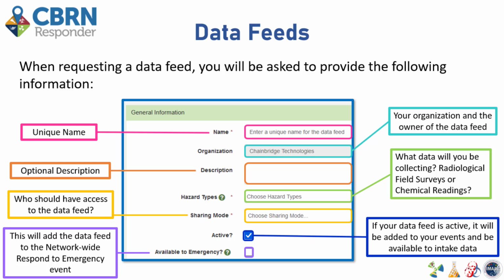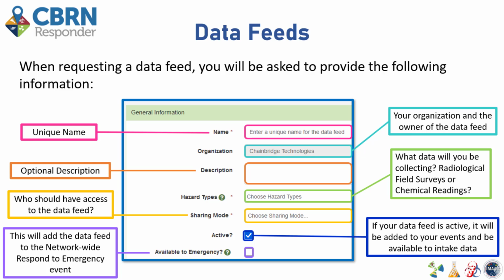So you want a unique name for the data feed that you and your API client manager are going to be able to recognize. Your organization, it's listed here as Chainbridge Technologies, but this will be your own organization that is responsible for the data feed. The hazard types depend on what your organization enables. So either chemical for those chemical readings or radiological for the field surveys.